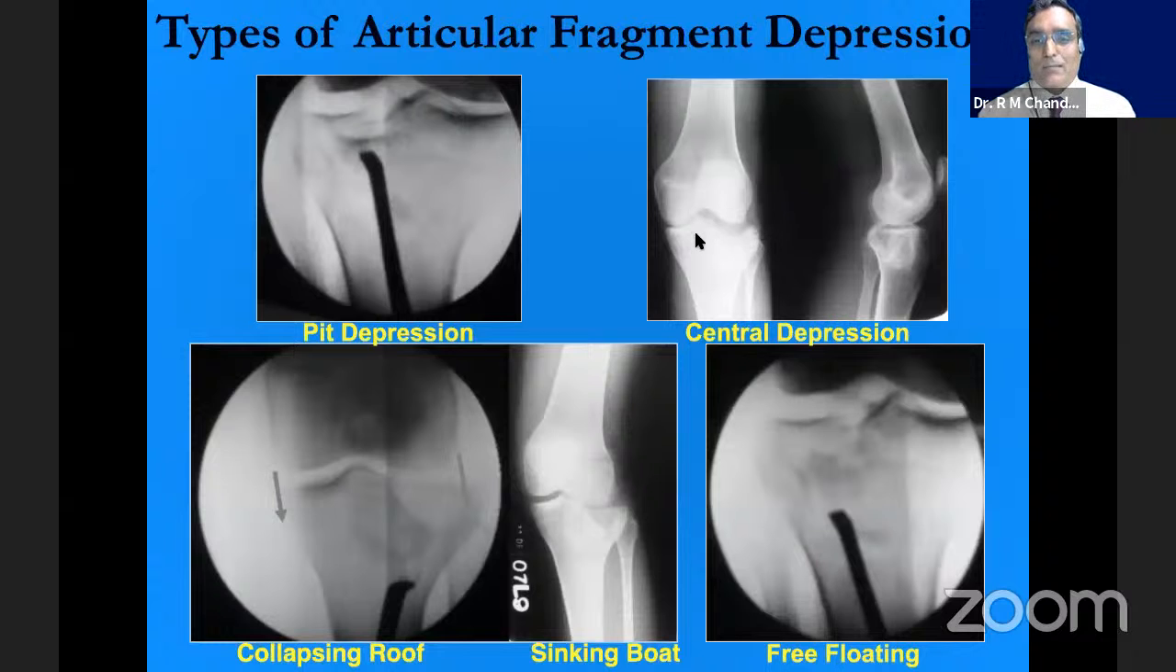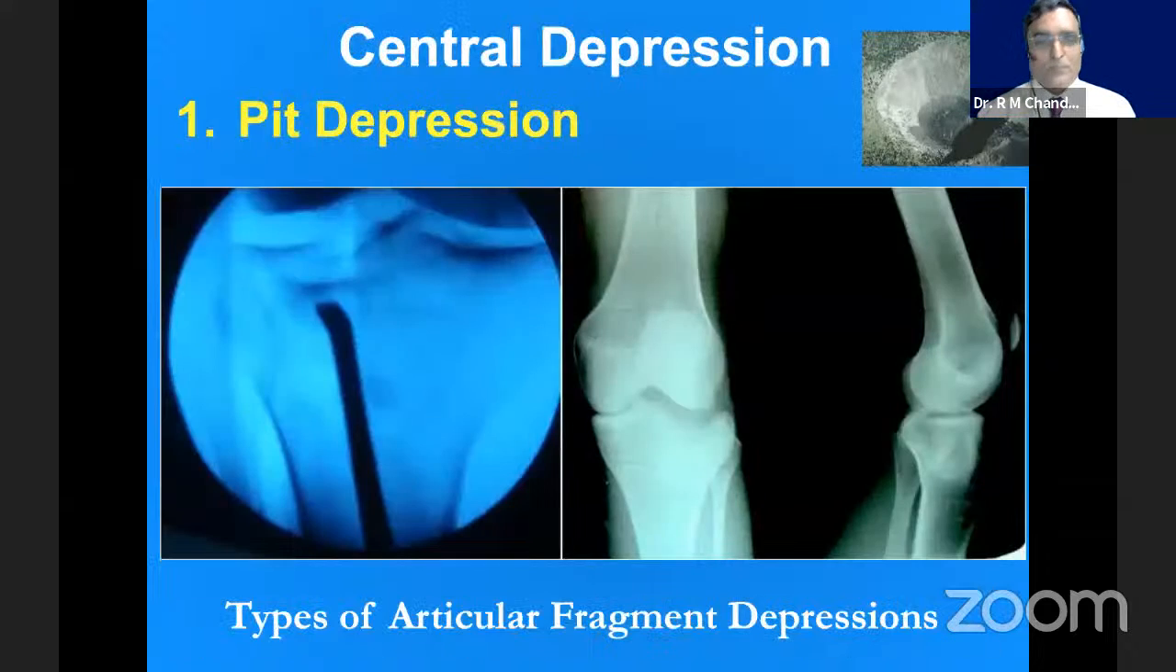This is a central complete depression. This is like a collapsing roof. The whole roof of this condyle has collapsed. The outer margin is intact. Then we may have a sinking boat appearance, where this has collapsed and this part rises up into the joint, so it has lost its attachment here. Then a free floating fragment, which could be topsy-turvy.